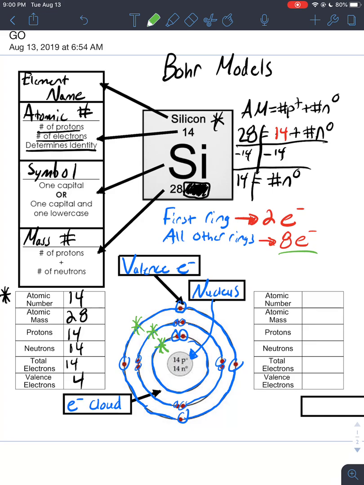Okay? The hardest thing today is going to be this valence electron practice. If you go slow, you'll never make mistakes. Put in the first ring, add 2 electrons. Go to the second ring, add 8 electrons. Keep going out, adding 8 electrons to each ring until you are totally done.